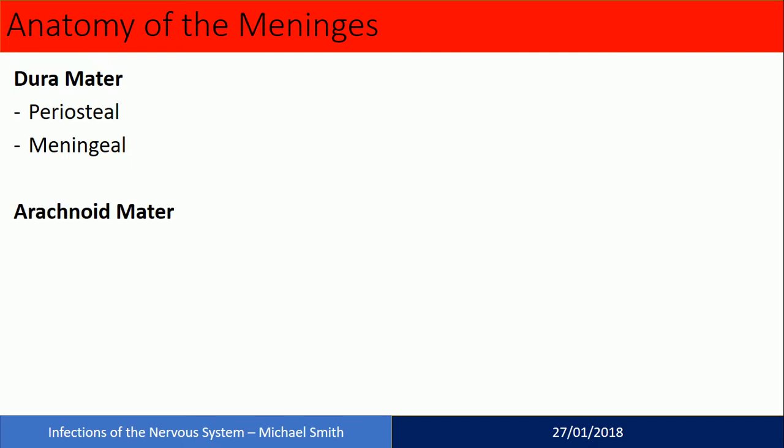Next we have the arachnoid mater, so called because of its appearance with its long spindly fibers. Underneath this we have the subarachnoid space, which is where the CSF sits, and then we finally have the pia mater, and pia means tender, meaning that it's very thin and adhered very closely to the brain.